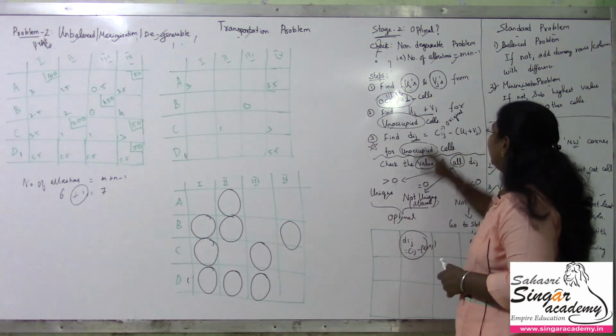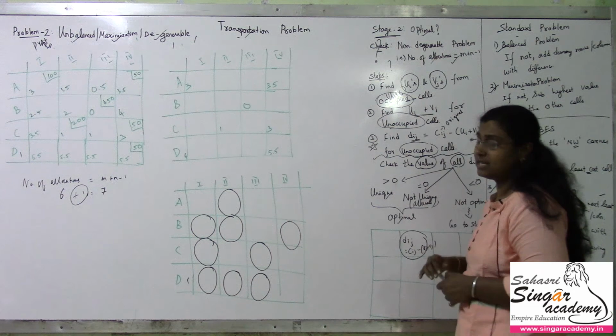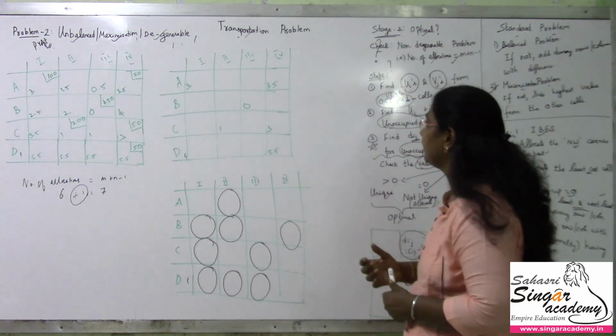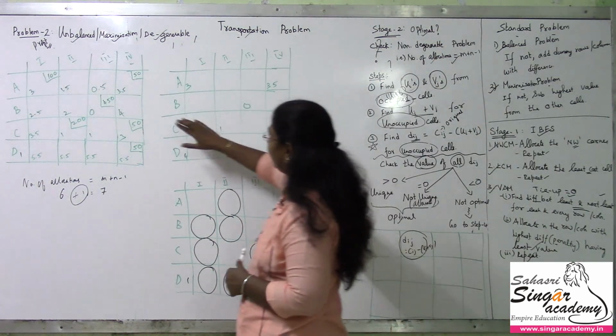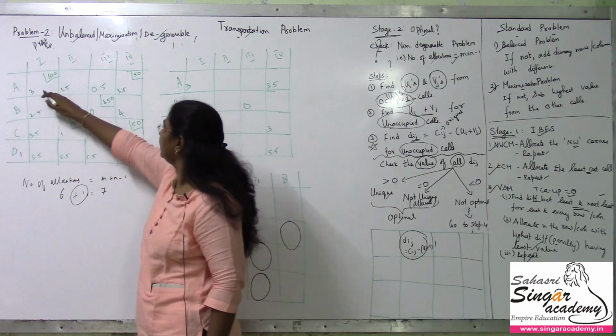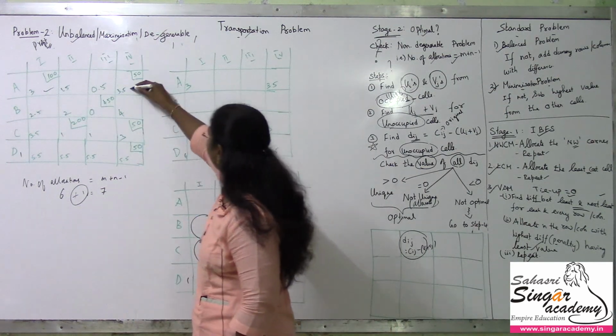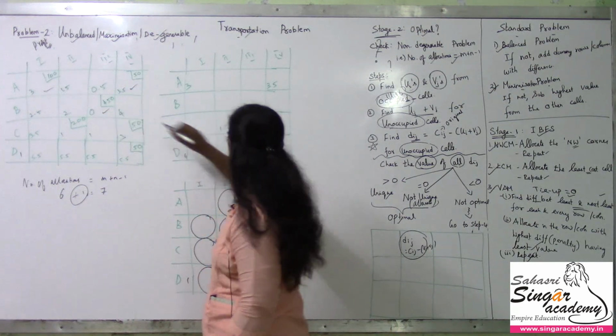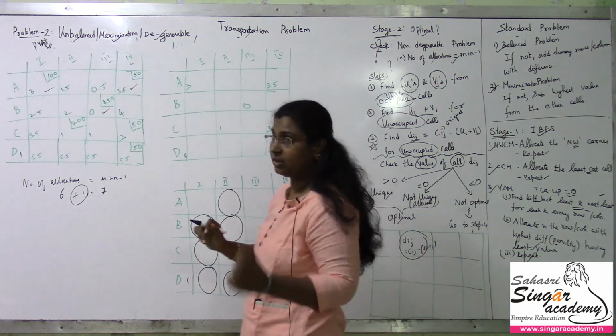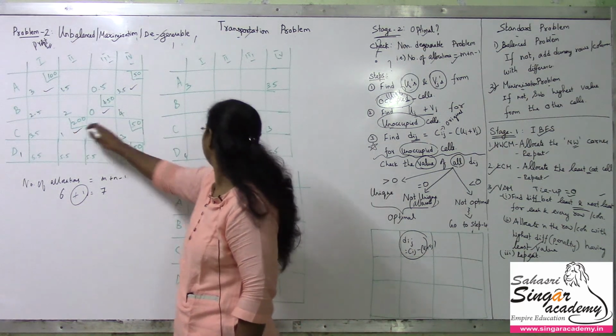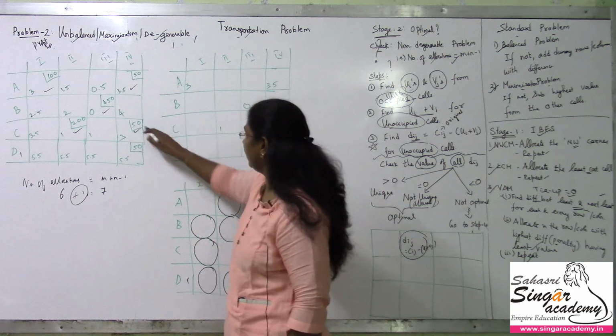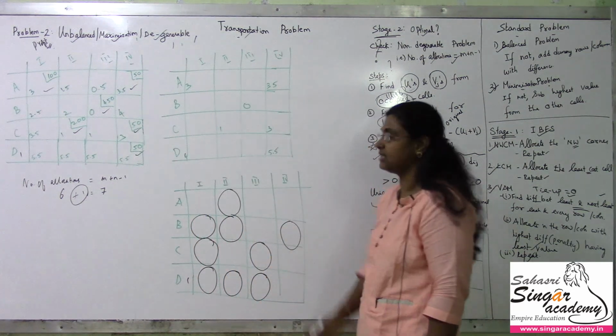Step 1, find the ui's and vj's from the occupied cells. Go for the occupied cells, right? So for convenience, I have taken the occupied cells. Yes, this one 3 here, 3.5 here, 0 here. I have to take the cost, not the units. The cost here is 1, here 3 and here 5.5. So I have taken the occupied cells.